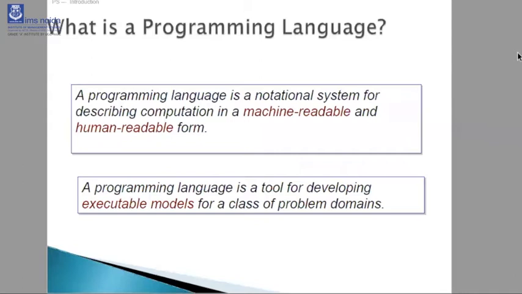Again, a programming language is a notational system for describing computation in a machine-readable and human-readable form, right? This is a very basic definition of a programming language, where you have to write code which is understandable by both the machine and the human, right? The machine understands binary code, and humans only understand English. So when you write code, you do coding in English, but it will be converted into machine language, right?